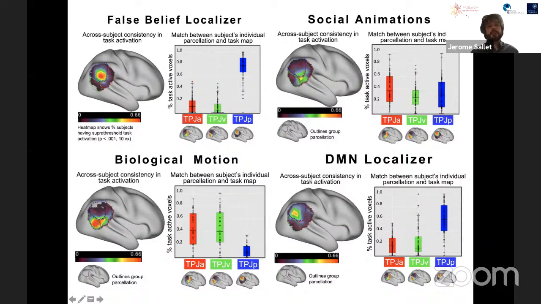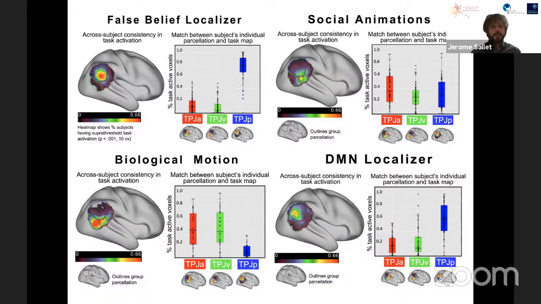So the take-home message is that if you are investigating mentalizing ability in humans, you will most likely recruit voxels that are located in this posterior temporoparietal cluster, a cluster that is associated with the social brain, so it has strong connections with the posterior cingulate cortex and the medial prefrontal cortex.